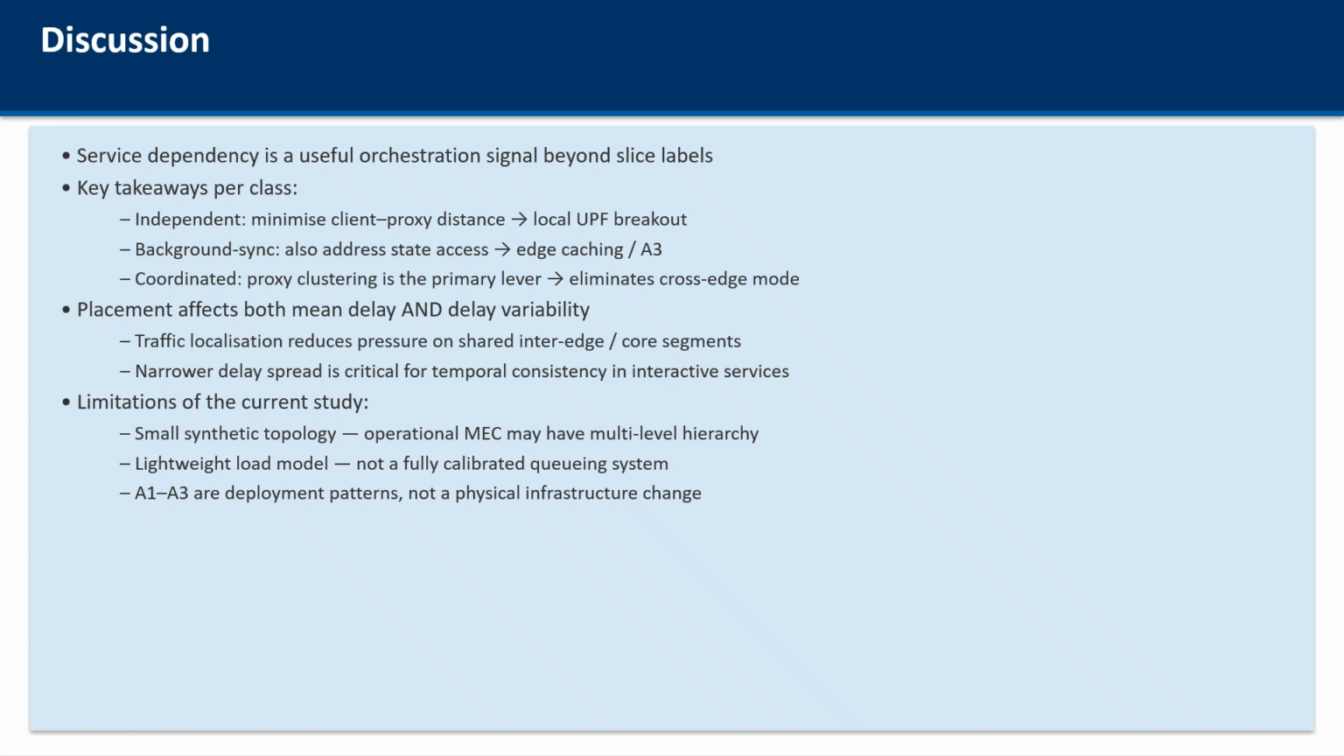A second important point is that placement affects not only mean delay, but also delay variability. By localizing traffic, service-aware placement reduces load on shared inter-edge and core segments, narrowing the effective delay spread. For interactive services where temporal consistency matters, think VR or teleoperation, this can be as important as lowering the average. I should also be transparent about the limitations. This is a stylized evaluation on a small topology with a simplified load model. Real MEC deployments may have multi-level hierarchies with local, regional, and central layers, which is a natural extension for future work.